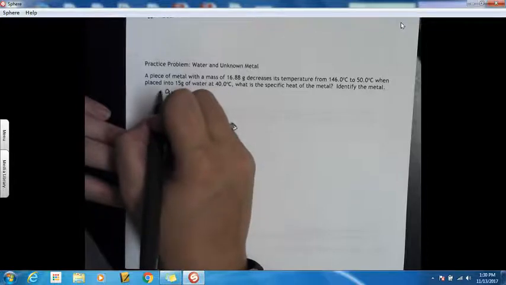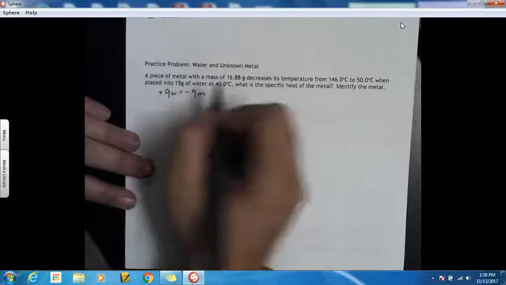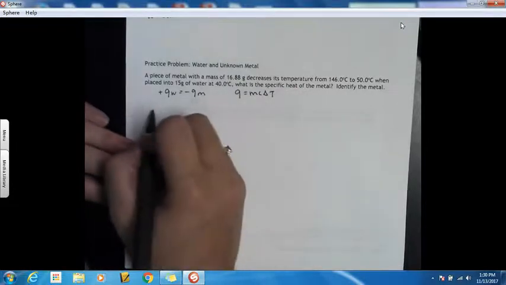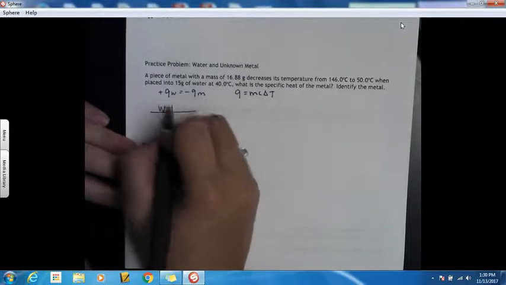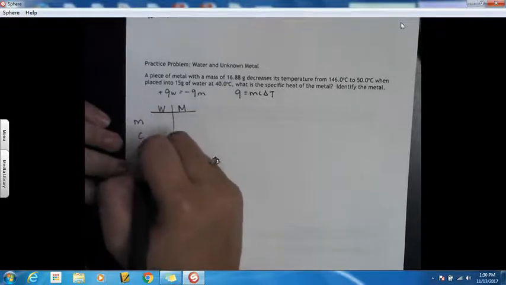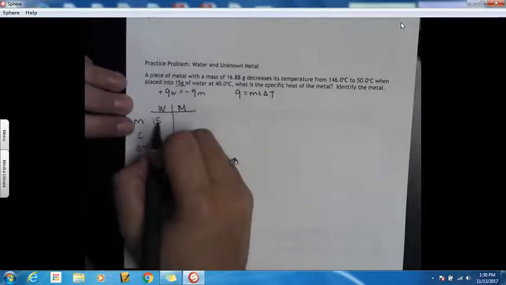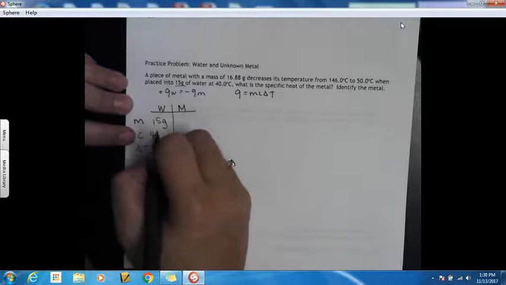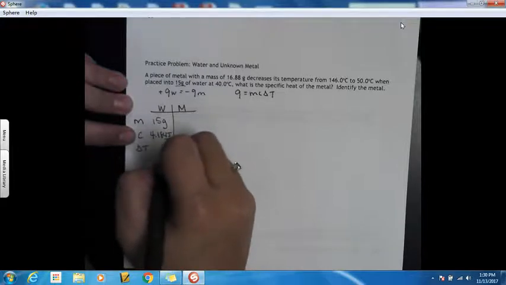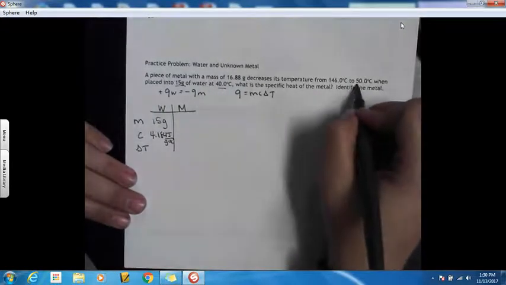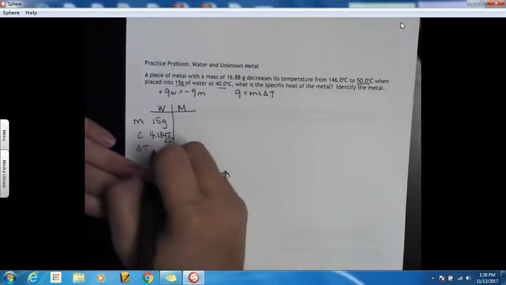Alright, so Q for the water is equal to Q for the metal, and we know that Q is equal to mc delta T. Alright, let's organize all of our data. We have our water and our metal. We have our mc delta T. So our mass of our water was 15 grams. The specific heat of our water, we always know that, 4.184 joules per gram degree Celsius. And then delta T, our water starts at 40 and ends at 50. So that's a positive 10 change.